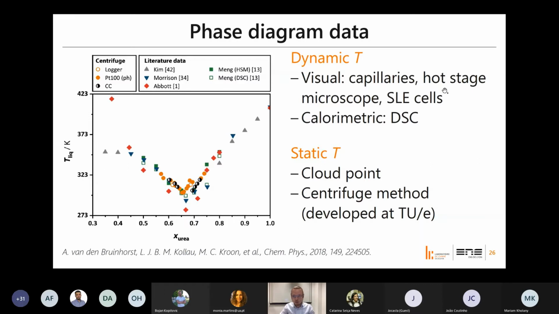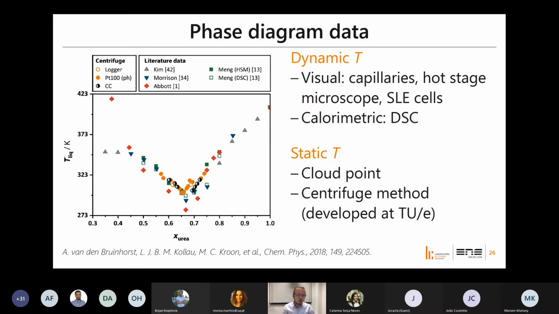This can be done with capillaries, a hot stage microscope, solid equilibrium cells, or calorimetry with the DSC. And you can see here the hot stage microscope and the DSC, and some others have also used DSC, and Abbott used just a visual approach. So these are all methods that use the dynamic temperature. The problem is that the crystallization of your sample does not always go very smoothly, and this can give trouble when you change the temperature up and down.